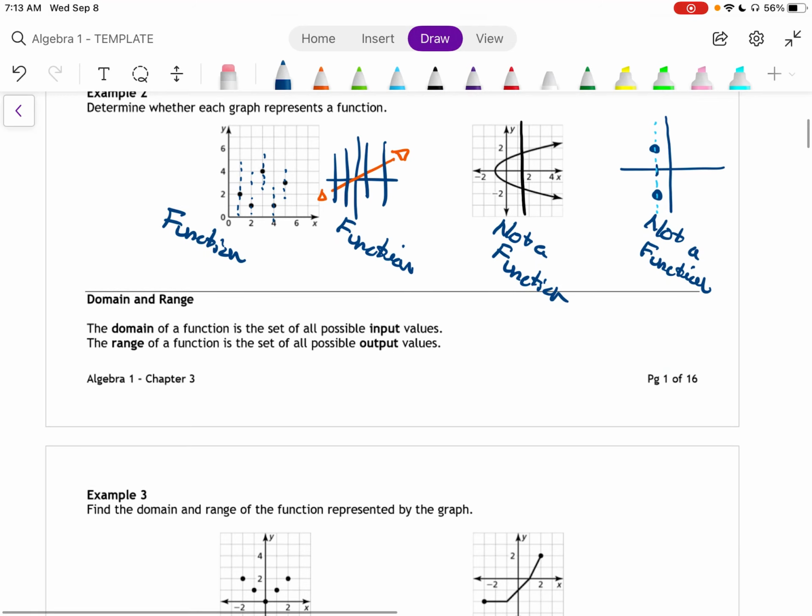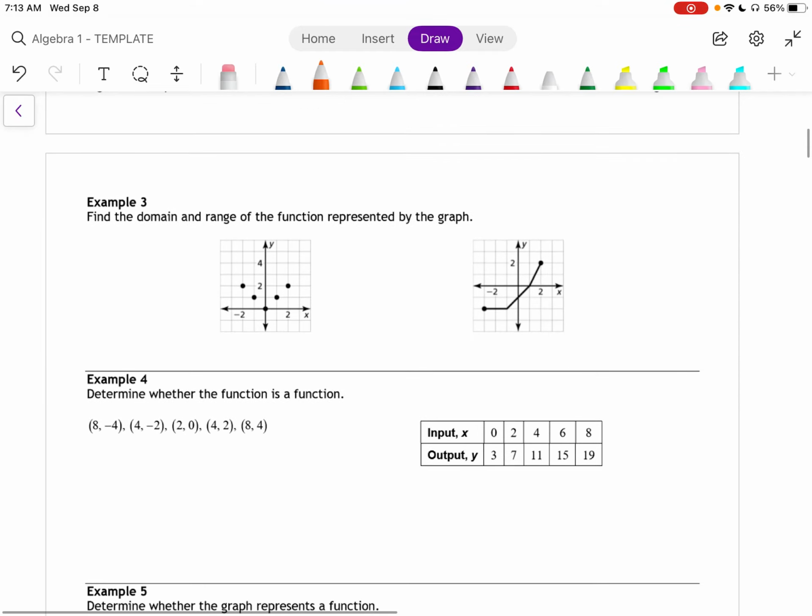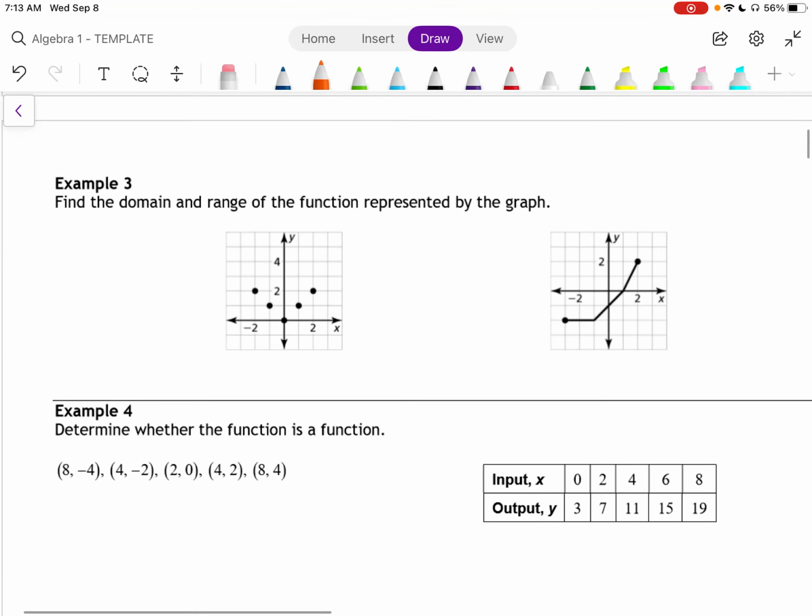Next up, domain and range. The domain of a function is the set of all input values. The range is the output values. Almost always, we call domain x and range y. Domain is input, range is output. So here we want to list the domain and range.